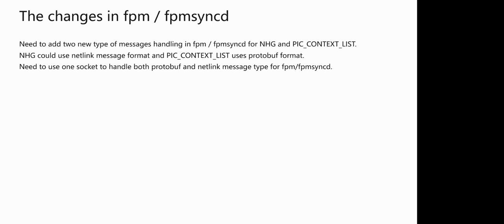The changes in FPM are that we need to add two new types of message handling in FPM, for next hop group and PIC context list. A next hop group could use the netlink message format, and the PIC context list uses the protocol buffer format. We need to use one socket to handle both protocol buffer and netlink message types for FPM.